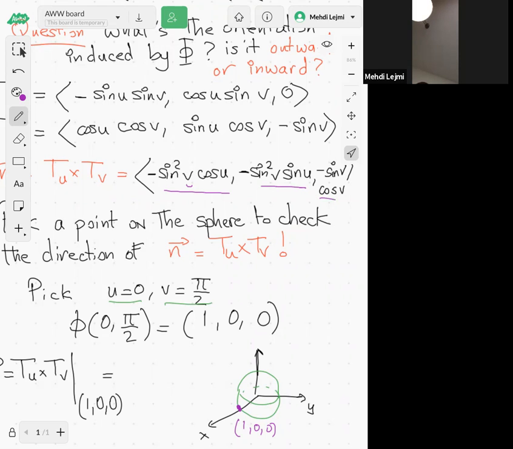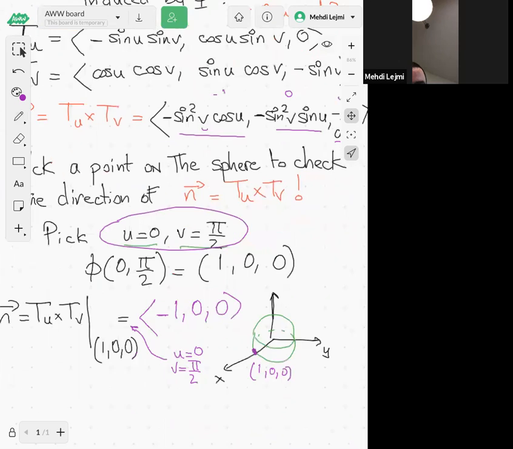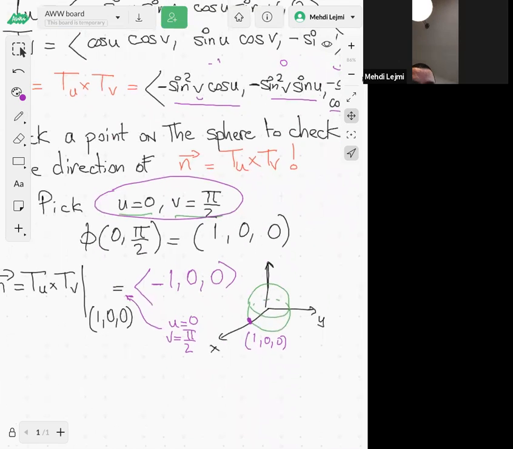So the vector here would be the vector -1, right? You get -1 here, you get 0 here, and 0 here. Because again, your u is 0 and your v is pi over 2. So you get the vector -1, 0, 0, right? Again, because my u is 0 and v is pi over 2. So what we are saying, guys, is that at this point (1,0,0), you're gonna get the vector (-1,0,0).